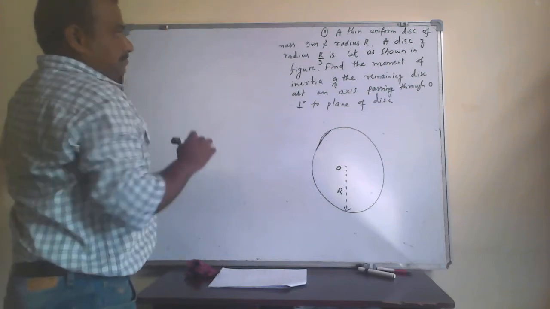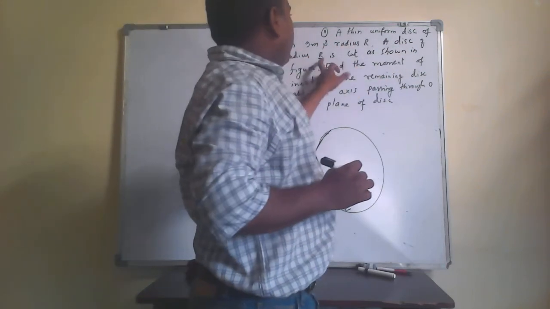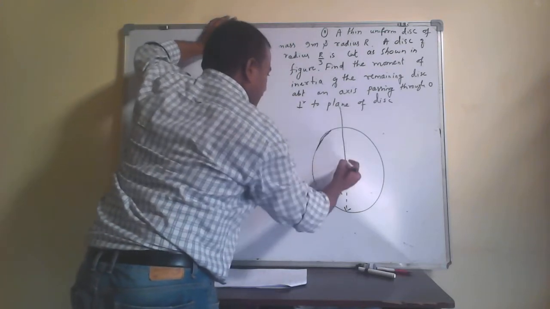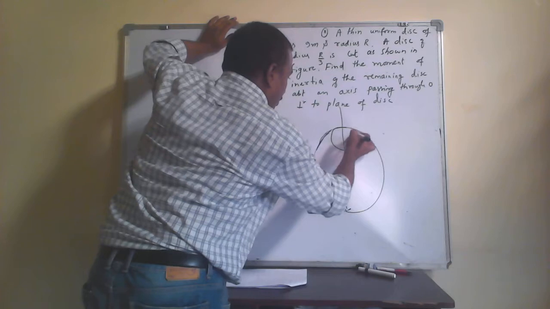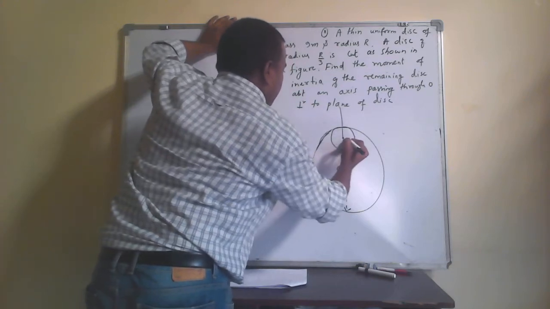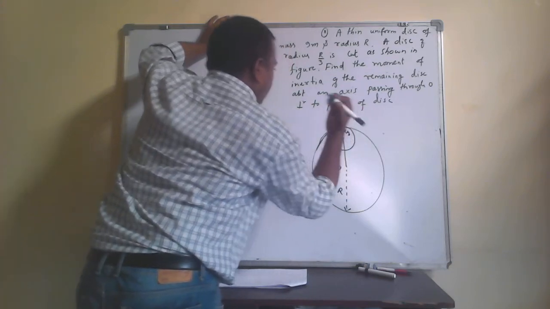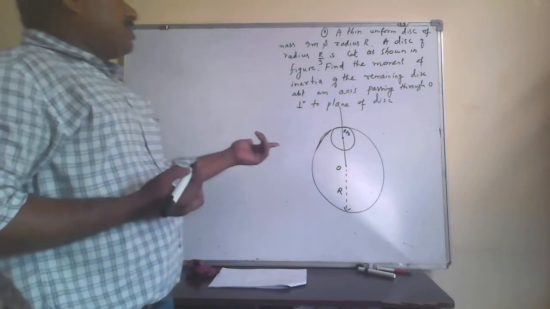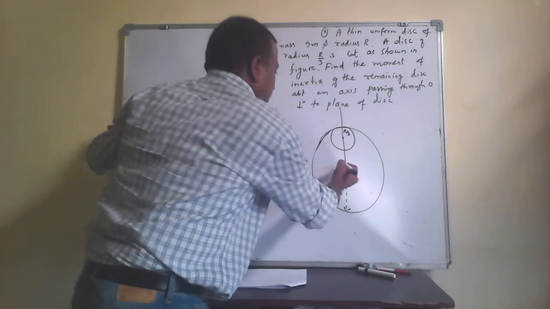Mass of the disk is 9m. A disk of radius r by 3 is cut from the center. From here, a small disk portion is cut. R by 3 is its radius. Find the moment of inertia of the remaining disk about the axis passing through the center, perpendicular to the disk.